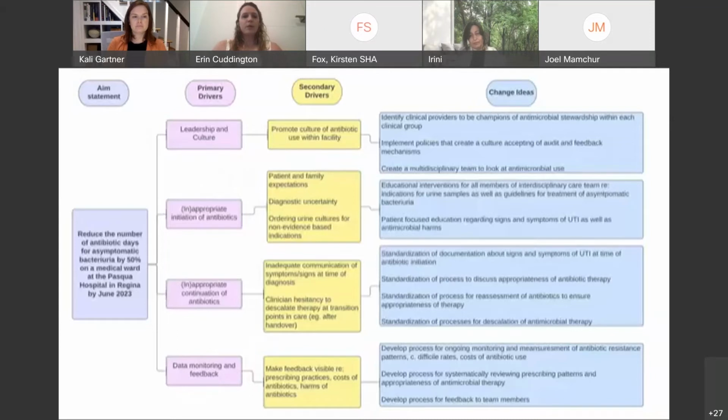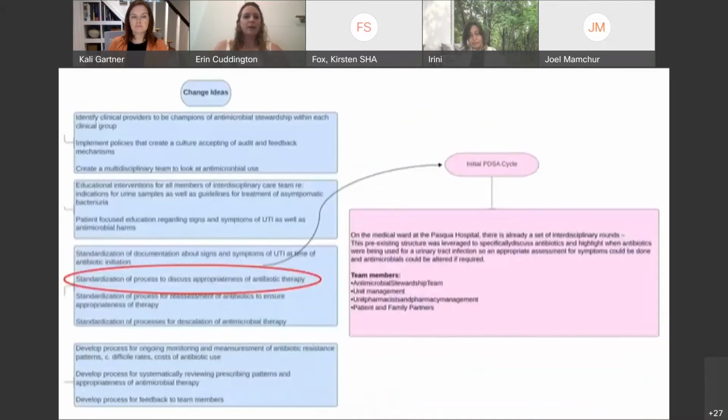As you can see, we had a lot of different change ideas about how to tackle this problem. Because of the existing structure that we had with the interdisciplinary rounds, we decided to leverage this to see if we could standardize a process to discuss the appropriateness of antibiotic therapy, and specifically asymptomatic bacteriuria, at our bedside rounds.